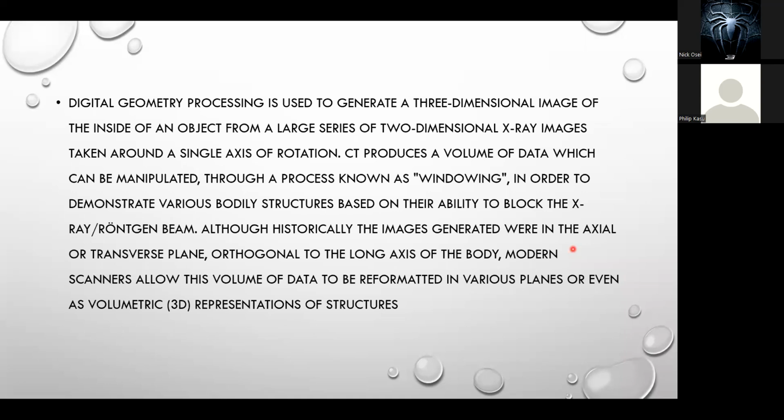Although historically the images were generated in the axial or transverse plane, orthogonal to the long axis of the body, modern machines allow this volume of data to be reformed. That is a repetition of what I've said. The newer machines are able to give you 3D. The first CT scans didn't give 3D, but the newer ones, because of their multi-detector devices and multiple sources of rays, are able to generate 3D.